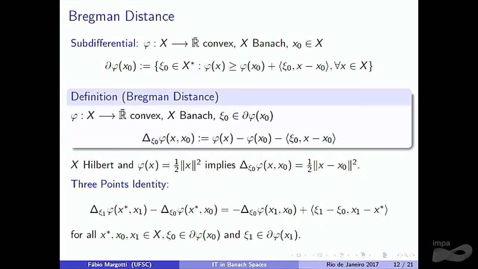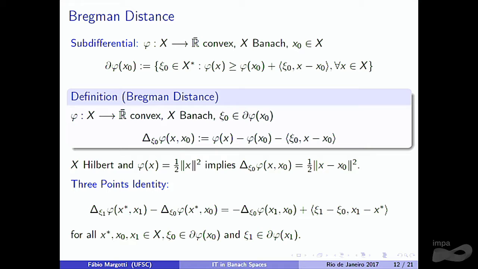And now I will present the method in Banach spaces, how we can do that. So we need to know a little about subdifferential and Bregman distance. The subdifferential is defined for a convex functional. We have a function phi from X into the extended real line, which means that phi can be infinity at some points. And then we pick a vector x0 in X, and we define the subdifferential of phi at x0 as all the elements in the dual space of X which satisfy this inequality here.